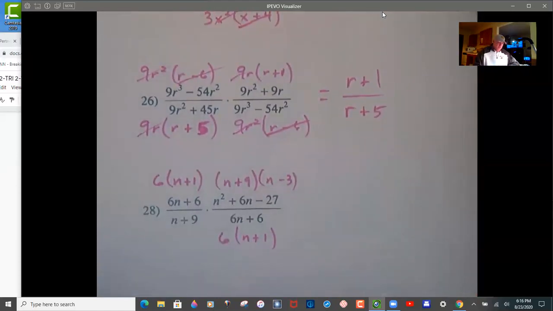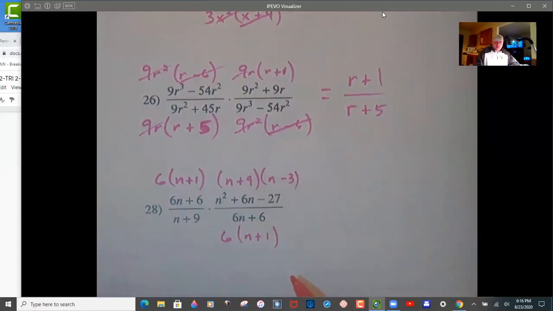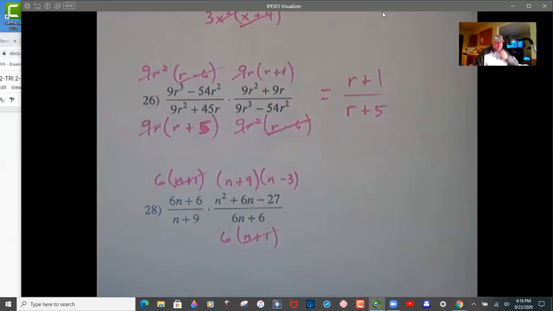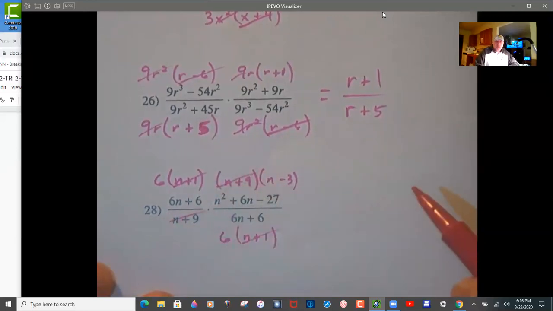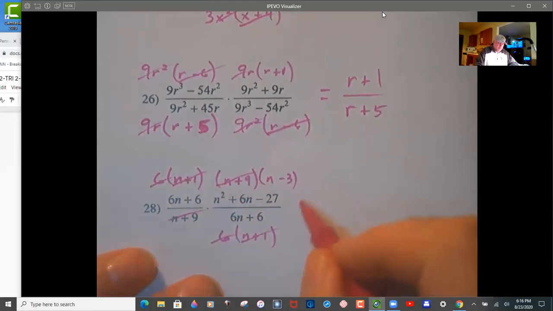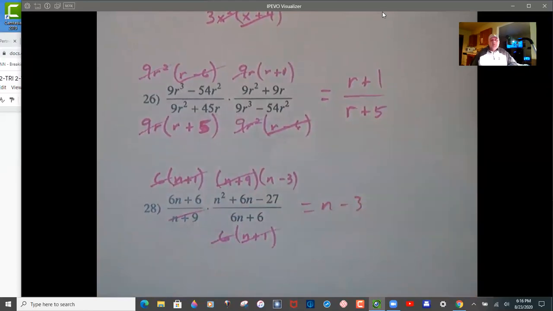And then last one here, this is all the factoring again. And so the n plus 1's will go away. The n plus 9's go away. The 6's drop, and leave you n minus 3.